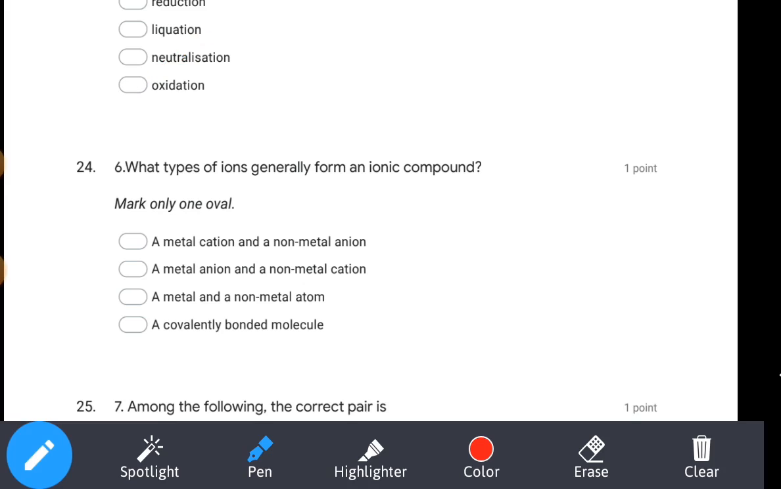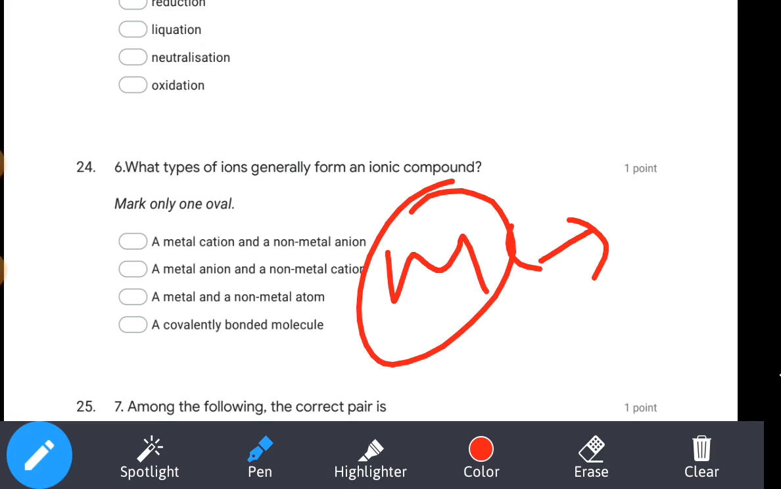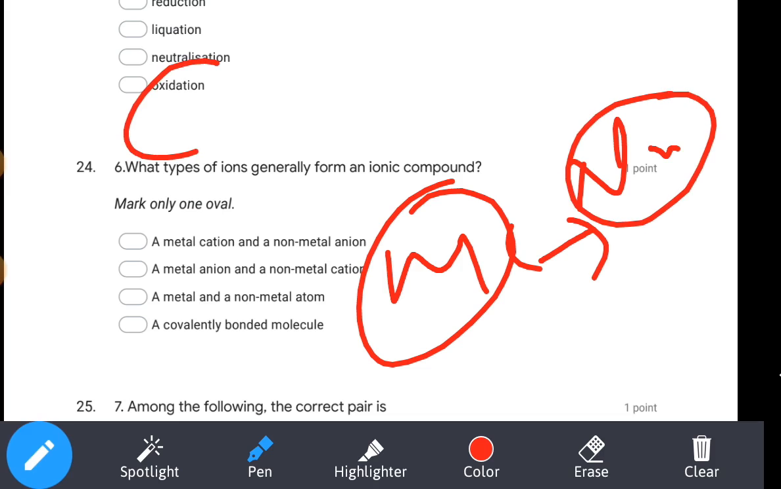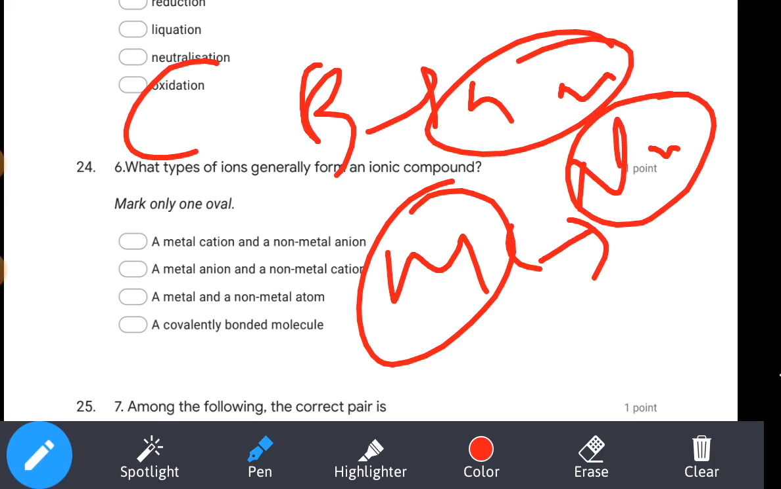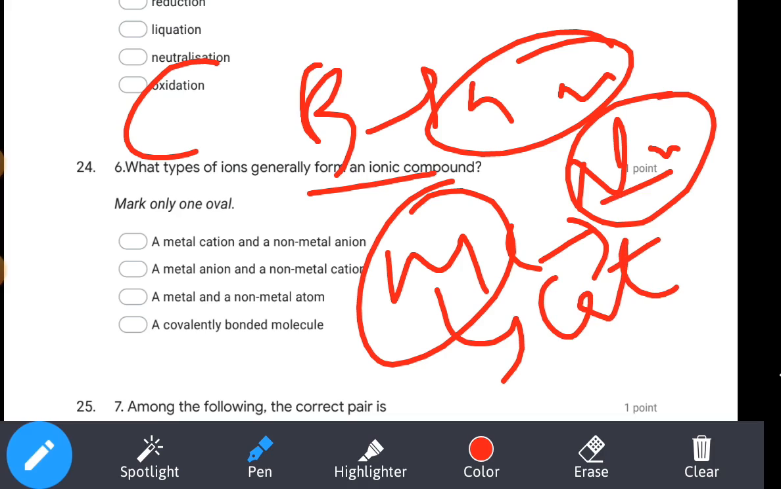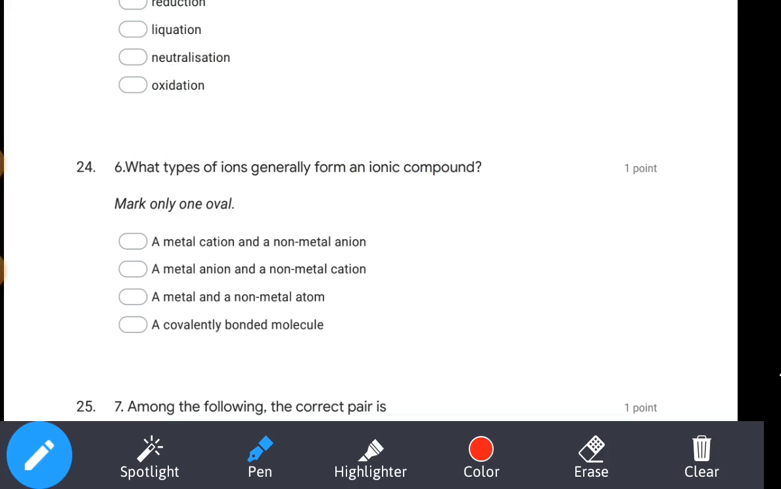Which type of ions are generally formed in an ionic bond? An ionic bond is formed between what? Between a metal and a non-metal. Covalent bond means what? Covalent bond is formed between non-metals. So here they have an ionic bond. So metal will be losing the electron, so that it will form what? Cation. Non-metal will be gaining the electron, so that it becomes what? Anion. So metal cation and non-metal anion.